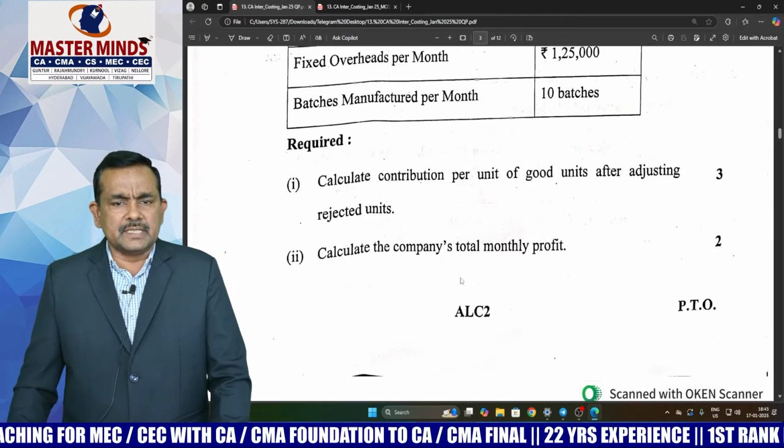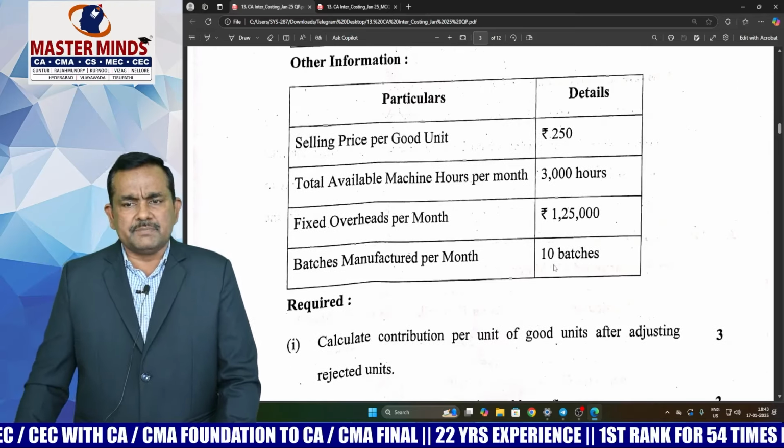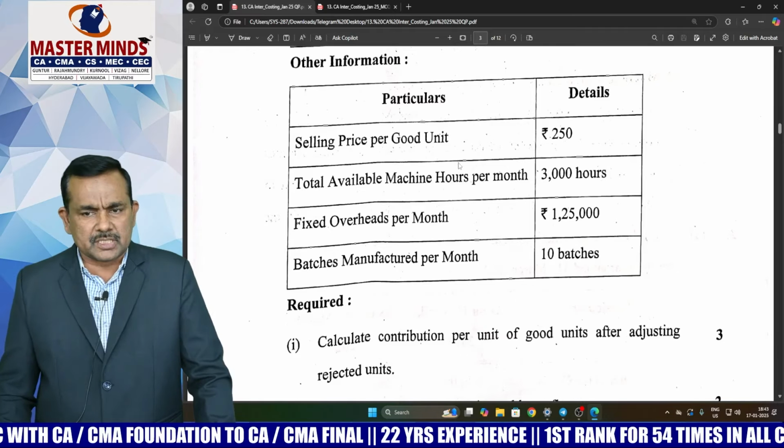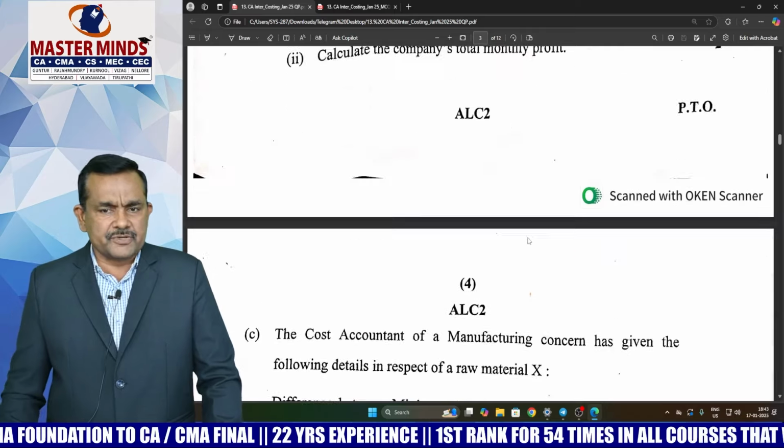Next, calculate the company's total monthly profit, sir. So here the monthly number of batches is 10 batches. First we have to calculate the one batch total cost, then multiply with 10. Then you can easily get the monthly profit, sir.